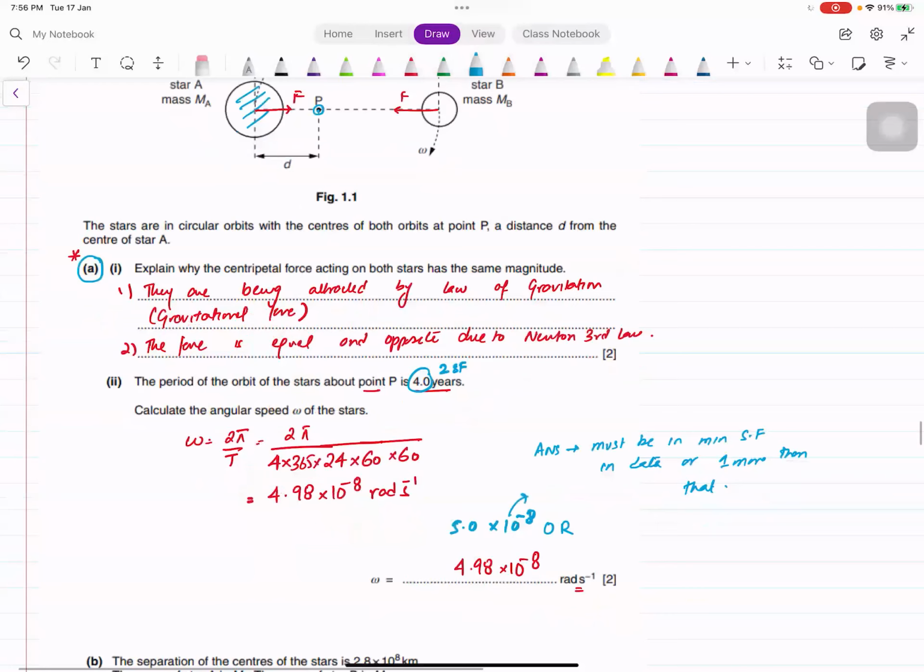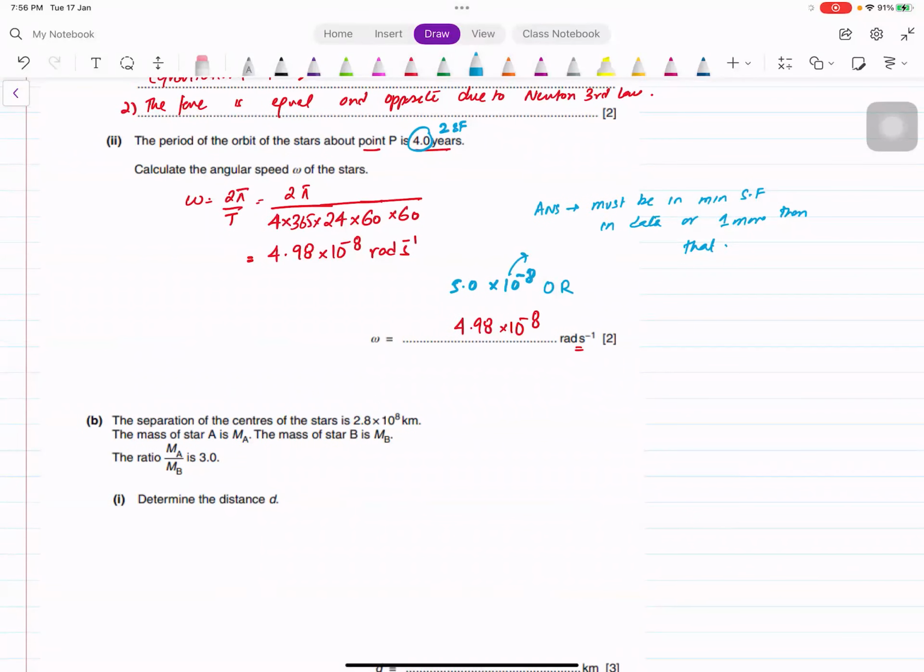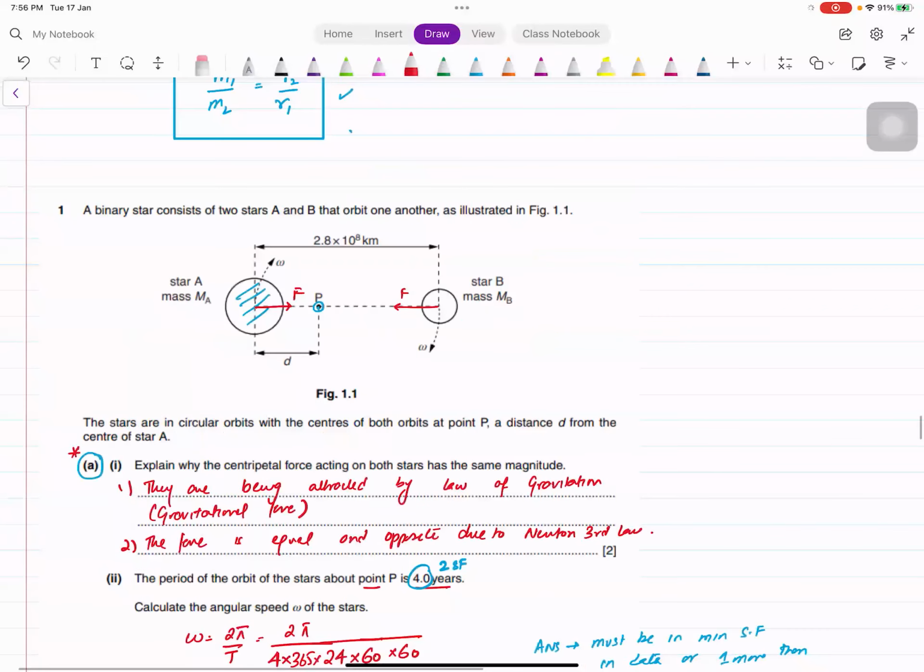Now, going on to the next one. This says that the separation of the centers of the stars is 2.8 times 10 raised to 8 kilometers. The mass of star A is MA, the mass of star B is MB, and the ratio is given. Determine the distance D. Now think about this, please. If this is D, then can I say this distance is 2.8 times 10 raised to power 8 minus D? Can I do that, please?